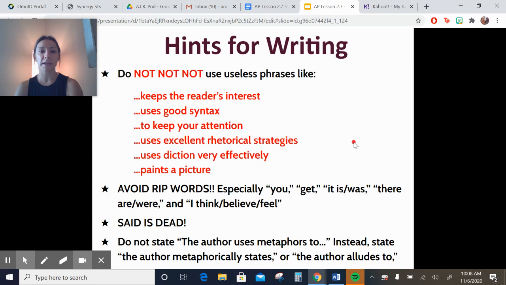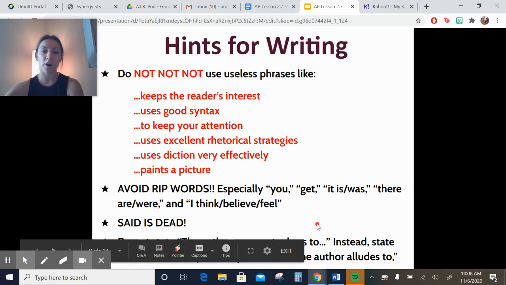So we'll talk about that next week in class. But these are just helpful hints that will help you earn that 4 out of 4 on this section of the rubric. Okay, questions, let me know. Otherwise, stay tuned now for our guided practice.